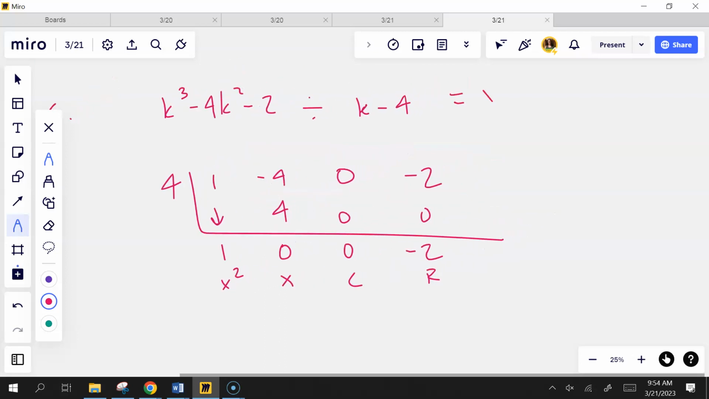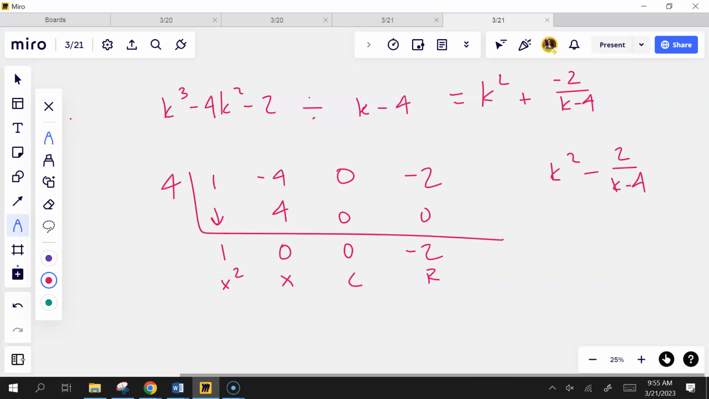So this equals x squared, and you could do plus negative 2 over, oh, I did x. I didn't do x. I mean, it doesn't matter. K squared, you could do over k minus 4, or you could do k squared minus 2 over k minus 4. Either one of those two will work.